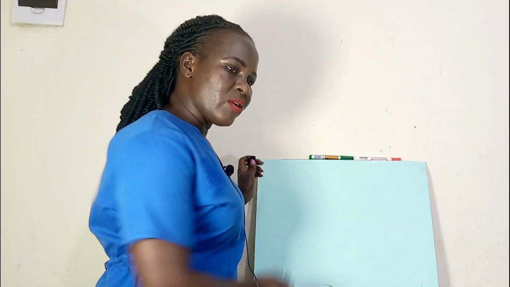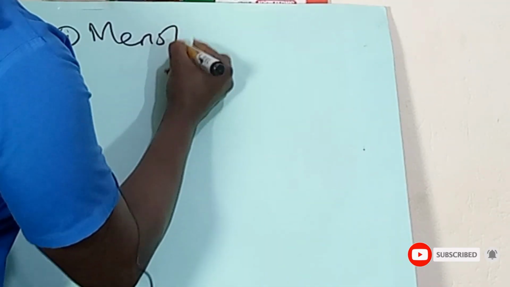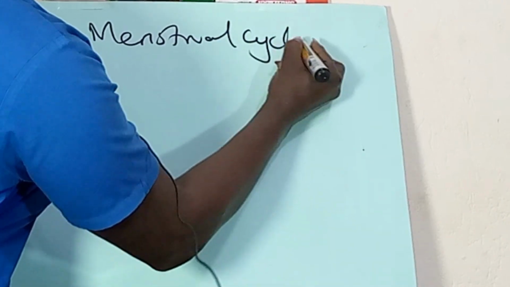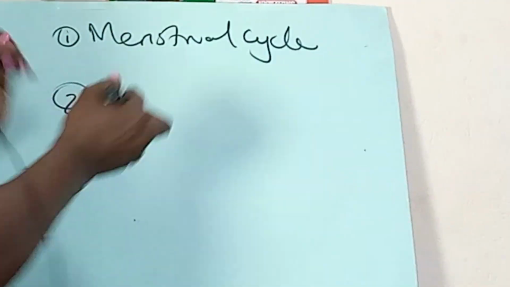With that being said, we are going to move directly to our topic of today, how to calculate our safe days. Alright guys, let's go straight to calculating our safe days. But before we do, there are two key points that you have to know. First, you have to know your menstrual cycle. Number two, you have to know your ovulation day.